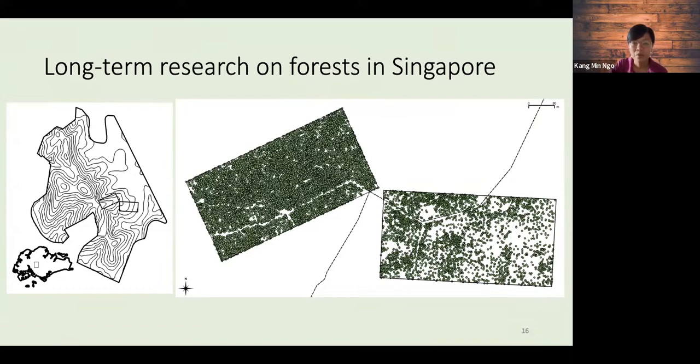Okay, so we have been doing this research. We have been studying these trees for the last 20-over years. So that's really long-term research. But 20-over years in the lifespan of a tree is actually still very short, even though it's about a quarter of a human lifespan, because some of these trees live for hundreds of years. So some of these trees would have witnessed our two world wars, and even before Raffles came, they would have been standing there.